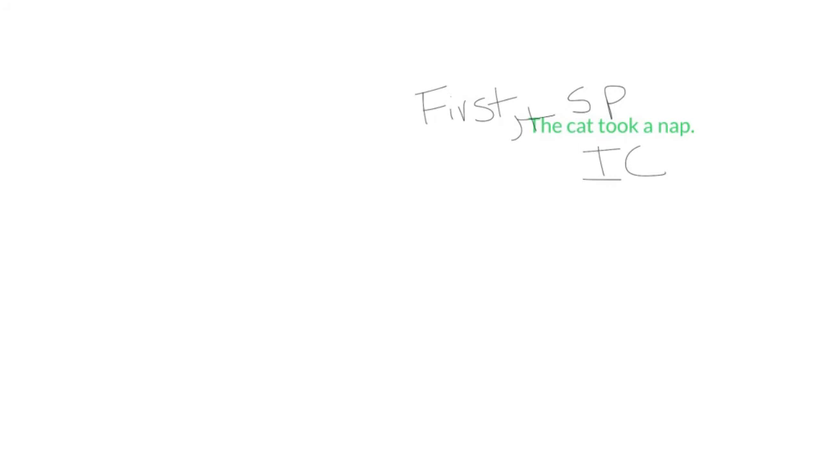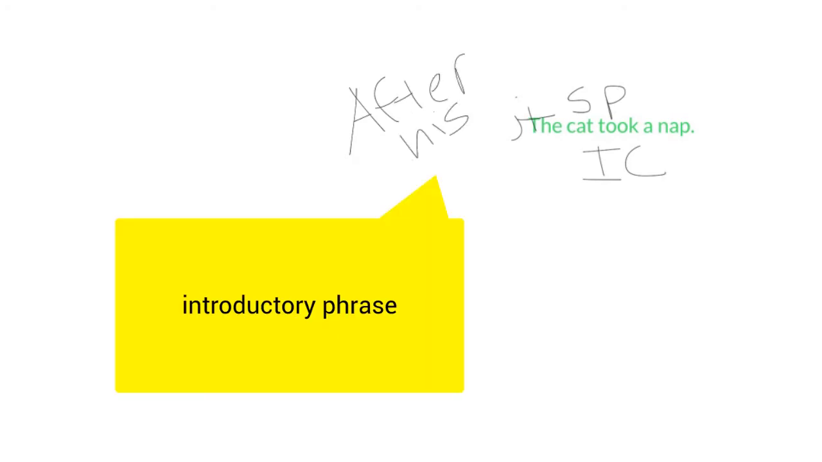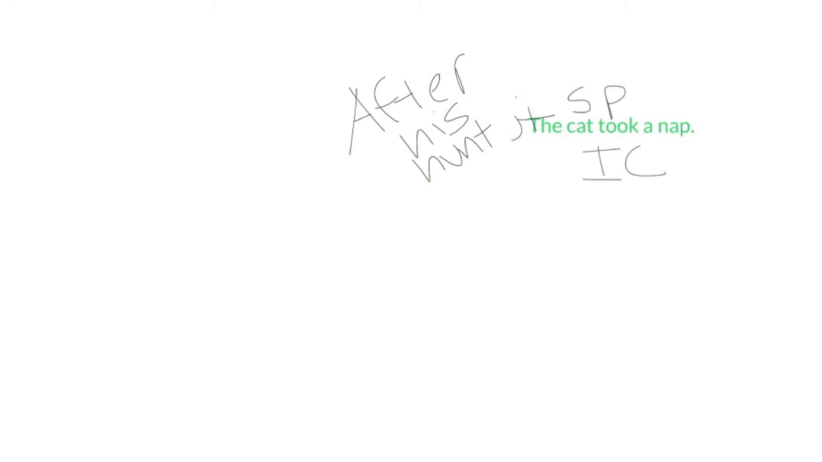Let's look at another example. Let's say I wanted to add a phrase here at the beginning of my sentence. So I could add something like after his hunt. And again, after his hunt is introductory. It is not a part of my independent clause. My independent clause is still the cat took a nap. And so if I'm going to add it to the front, I'm going to separate it from my independent clause with a comma.